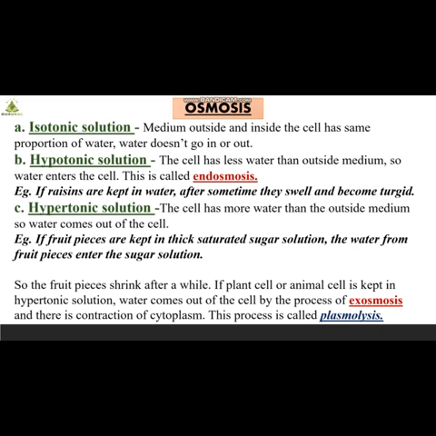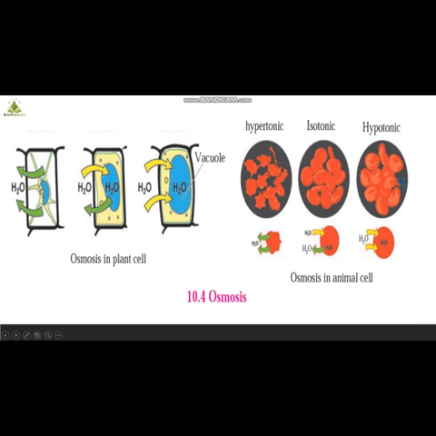Now if a plant cell or animal cell is kept in a hypertonic solution, what will happen? Water will come out of the cell, and this process is known as exosmosis, and there is contraction of cytoplasm. This whole process of exosmosis where we have contraction of cytoplasm is called plasmolysis. What is it called, students? Plasmolysis. Let us see the figure.